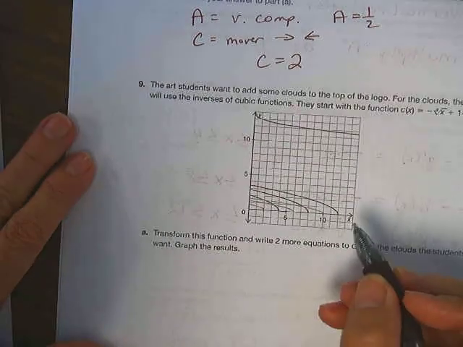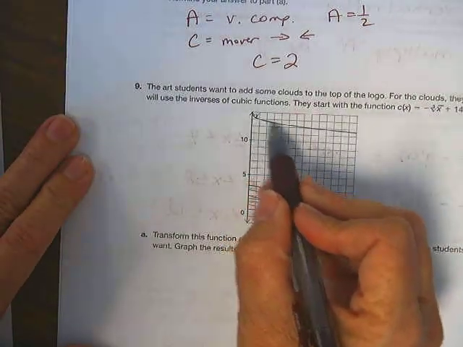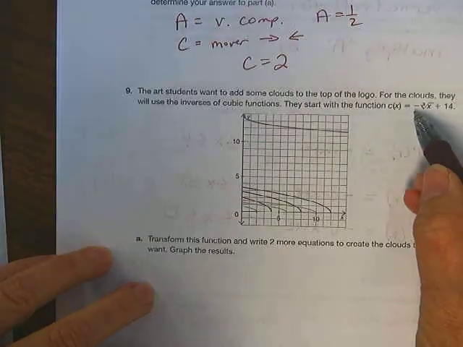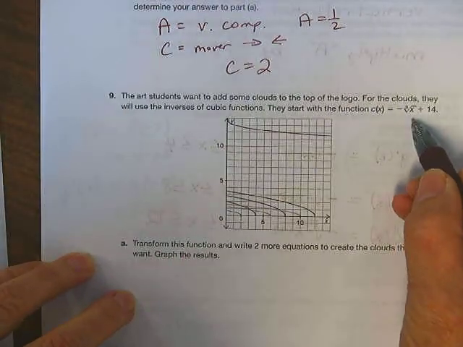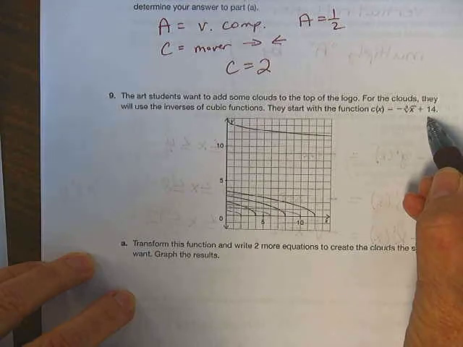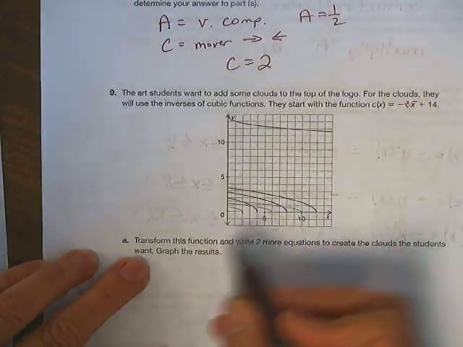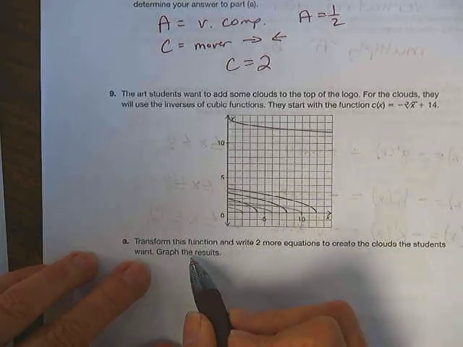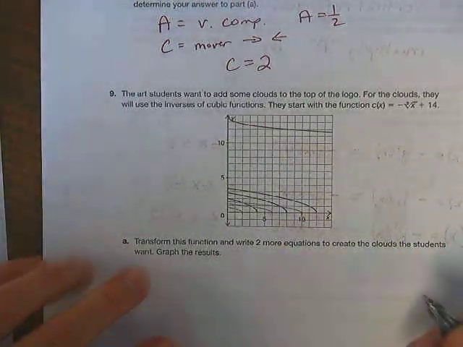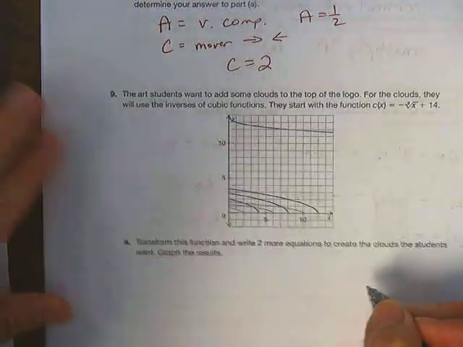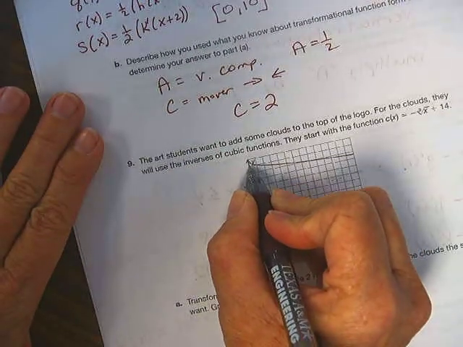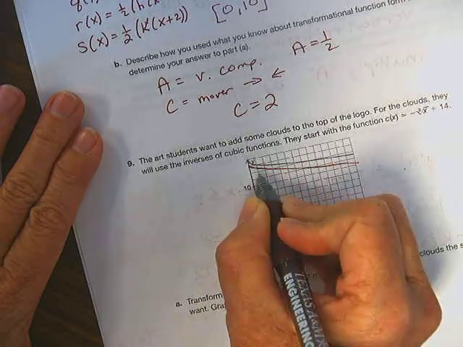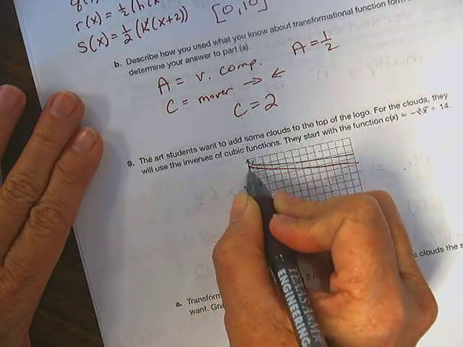Okay, they want to create some clouds on top. All right, and we're going to start with the function negative cube root of x plus 14. So we want to transform this function and write 2 more to create clouds that the students want and graph the results. Okay, you can create any that you want. I'm going to just shift this one down by 1. And then let's shift the next one by 2 from there.